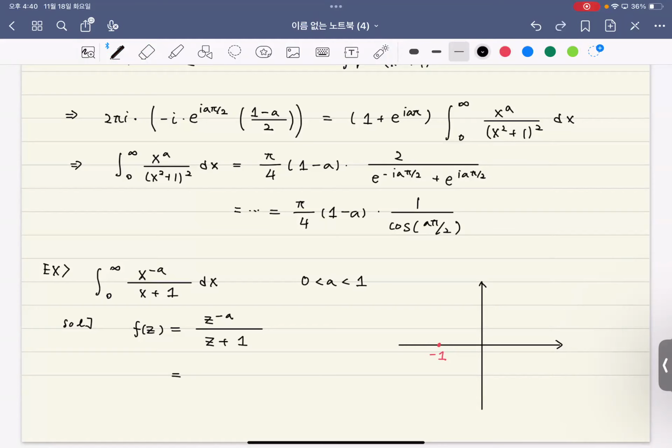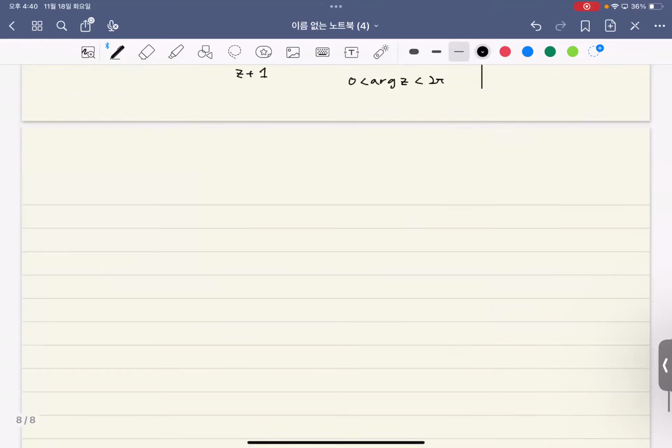Then this is the exponential of minus a of ln of z. So here, the argument of z is from 0 to 2 pi. And now this is some crazy idea. I want to consider this.